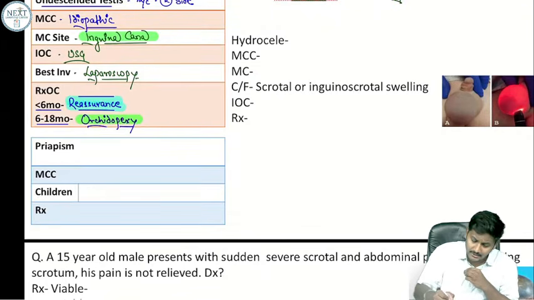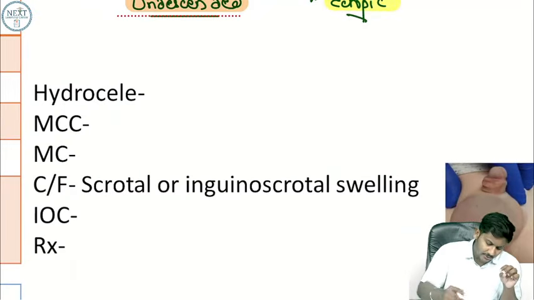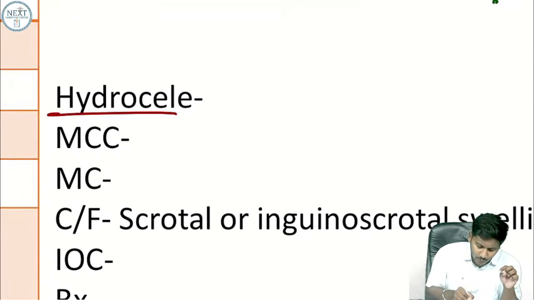Sorry. Next is a case of nothing else but hydrocele, beta. If I talk about hydrocele, basically what is hydrocele? Hydro means fluid, right? So we know, beta, hydrocele means whenever there is fluid collection inside the scrotal sac.